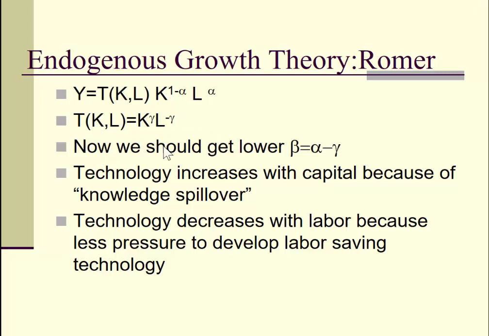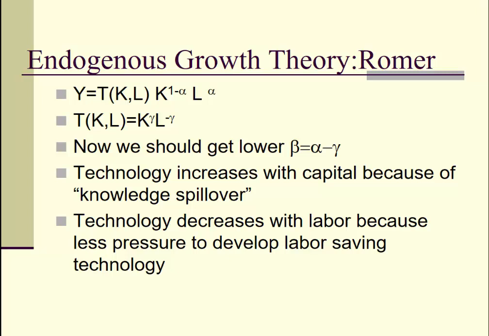Romer said that labor slows down technology because if you have a lot of labor, you don't work so hard at inventing robots. You just say, well, I'll hire more people to solve the problem. So the idea is that labor is coming in with a negative exponent, negative gamma. If we have a negative gamma sitting here in the technology spot, and we multiply L to the negative gamma times L to the alpha, we're going to achieve our objective of making beta smaller. Beta of 0.6 was too big. Now beta is going to be gamma smaller than what it used to be. So the Romer solution is going to produce a value of beta that's smaller and get us to our goal of getting a 0.3.